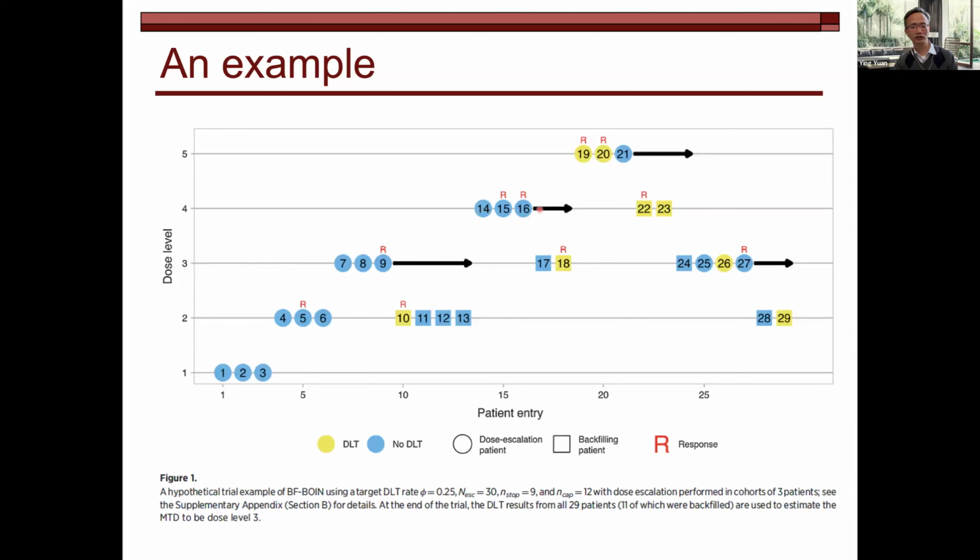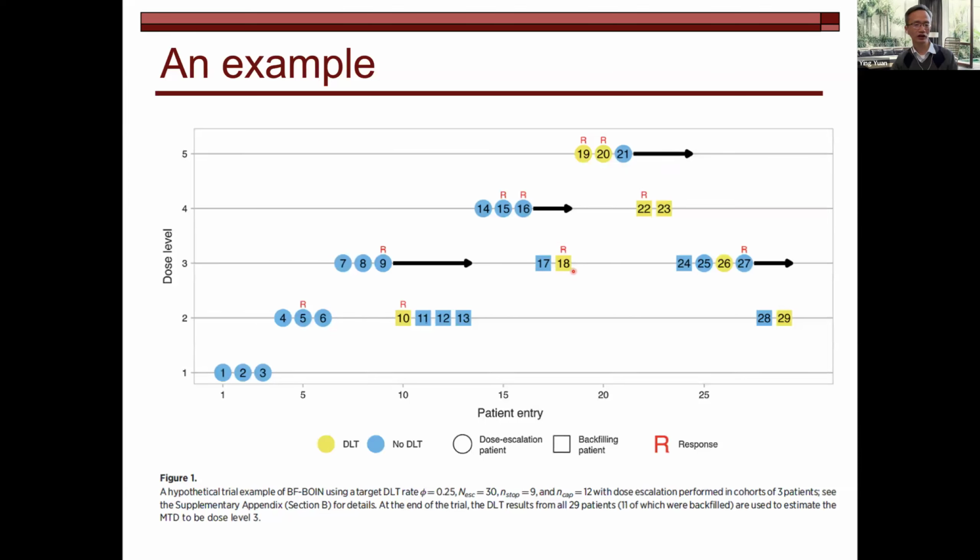Again, during the time we wait in the DLT window for this cohort, patients 17 and 18 are registered, and we put those two patients in the backfill dose. So up to this moment, 2 doses are qualified for backfill, dose level 2 and dose level 3. They're both safe, and both have had a response.